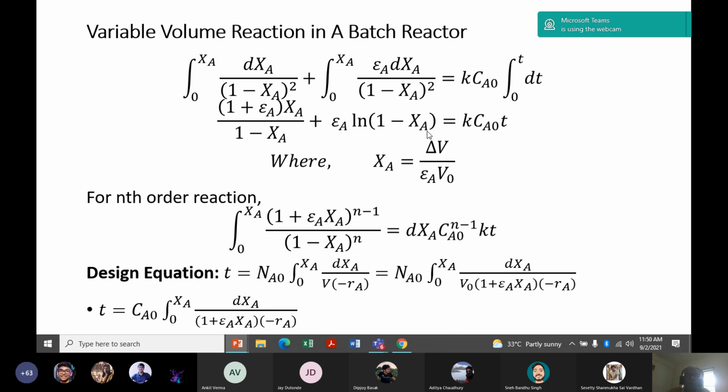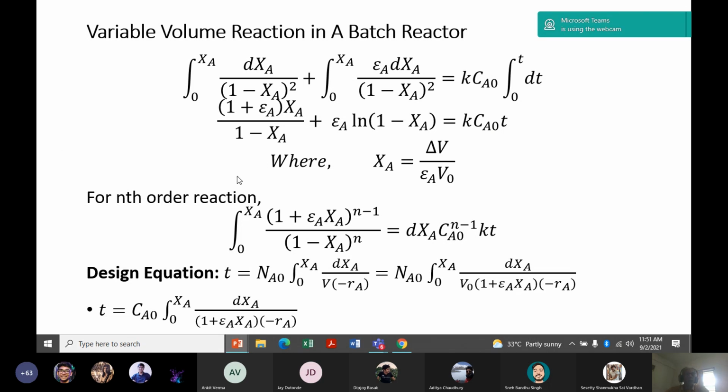If the data is available in terms of volume change, from there you calculate conversion. Then you substitute this conversion in the left hand side to find the function of Xa, meaning the sum of the first term and second term. This is to be plotted as a function of time, and from the slope you find out K Ca0.